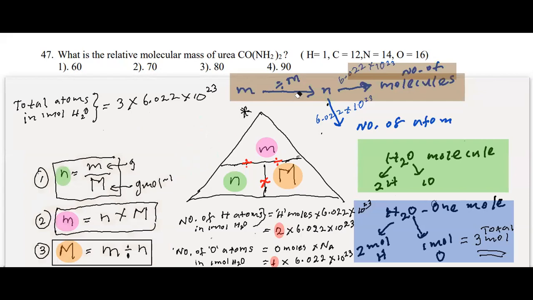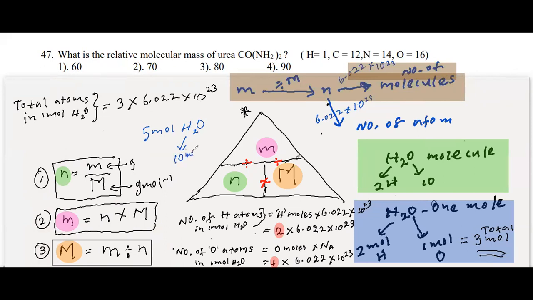5 moles of water. Look at the screen. 5 moles of water. How many moles of hydrogen atoms? Who can tell me the answer? 5 moles of H2O, how many moles of hydrogen? Sitlini? Ishan? 10 moles. Very good. 5 moles of H2O, 10 moles of hydrogen.